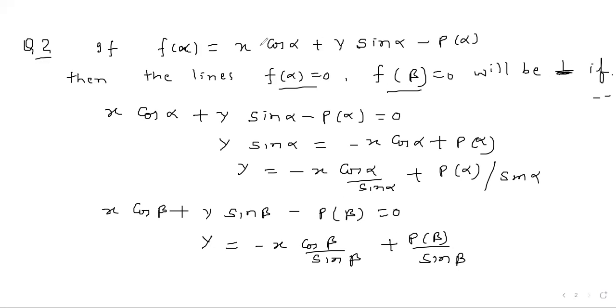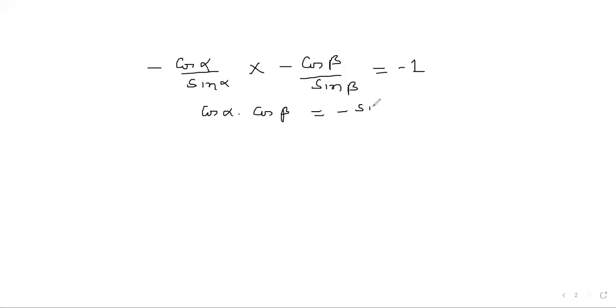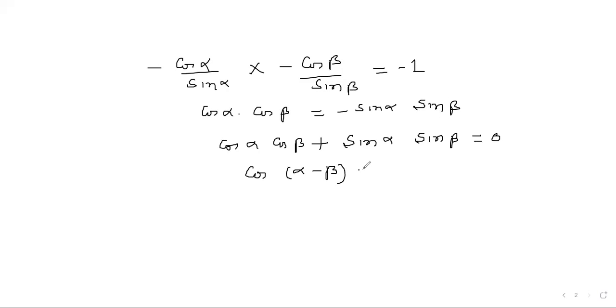So we write minus cos alpha upon sine alpha times minus cos beta upon sine beta equals minus 1, from where we get cos alpha cos beta equal to minus sine alpha sine beta, or cos alpha cos beta plus sine alpha sine beta equal to 0, or cos(alpha minus beta) equals 0, or modulus alpha minus beta equal to pi by 2, which is the required condition.